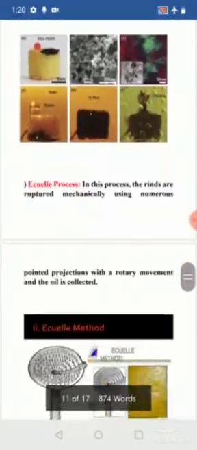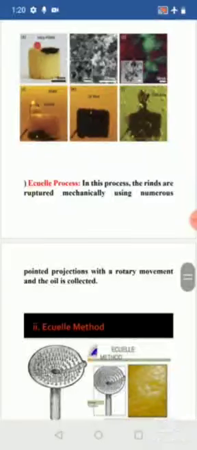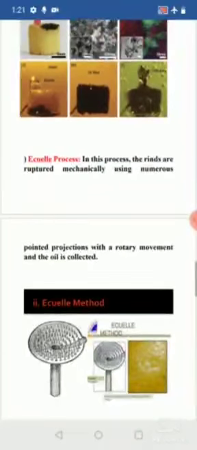The second method is the Ecuelle method. Here you are going to use an instrument which has numerous pointed projections, sharp points on it, and you are going to press the peel against those points. In the same way you use a juicer at home, that plastic juicer, you are going to press that and remove the content.